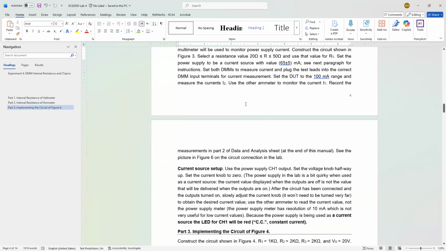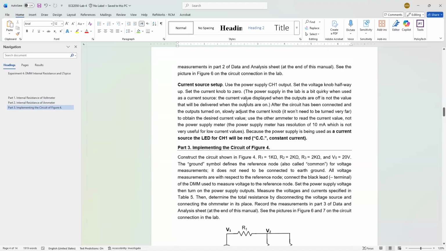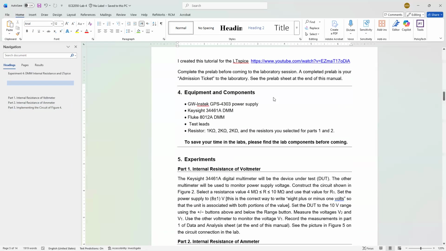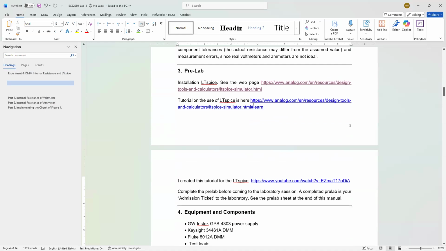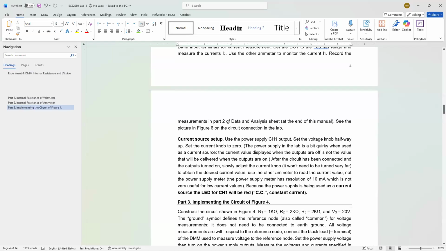But anyway, what you have to do here, guys, in the third part, as I told you, is download LTspice, okay? And you need to read the tutorial on how to use it. It's a very easy program, and there is also YouTube. You can just click and build the circuit, and then you have everything here.